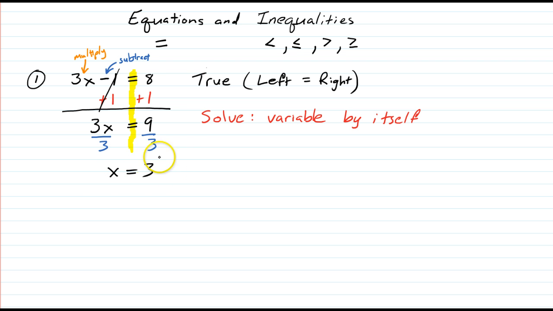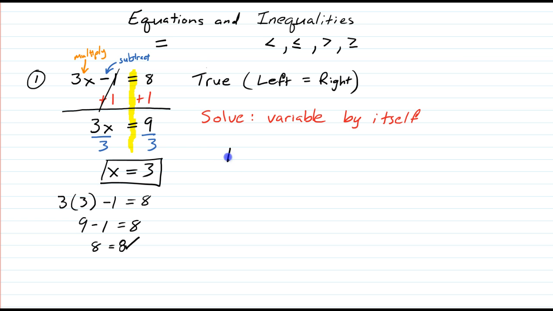And if I wanted to make sure that I was correct, I would take this 3, put it where the x is, and verify my solution. So 3 times 3 is 9. 9 minus 1 is 8. So my answer is x equals 3. Alright, try your 1b problem. Let's do 5x minus 4 is equal to 36.